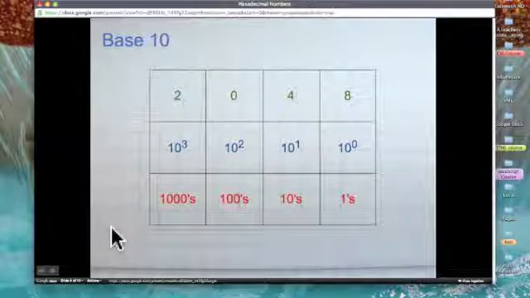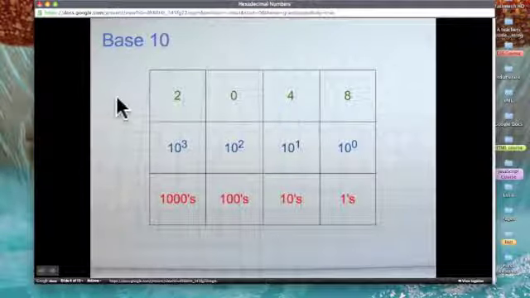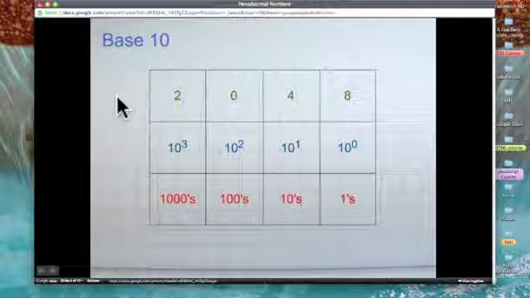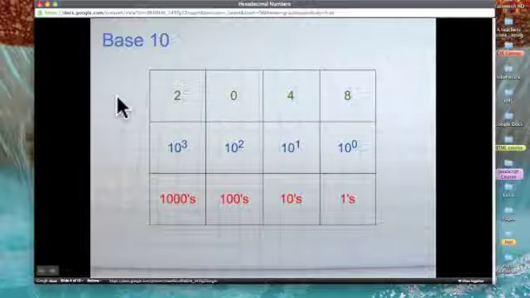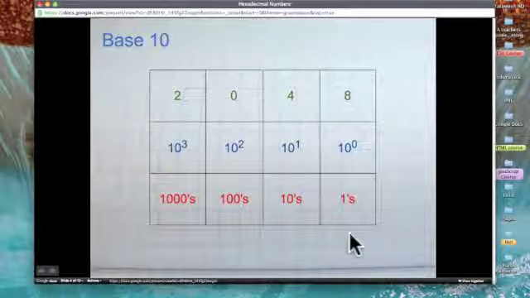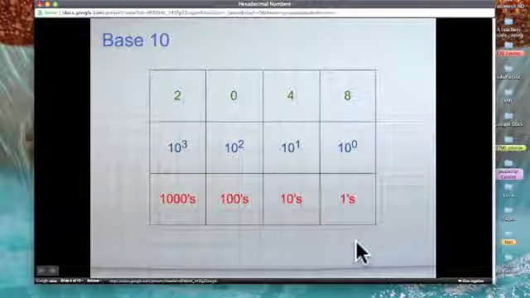In this case, we have the number 2048, or a 2 followed by a 0, a 4, and an 8. Now, what does that mean? Well, that means that, beginning with the rightmost column, we have 8 units of 10 to the 0th power, or 8 ones.